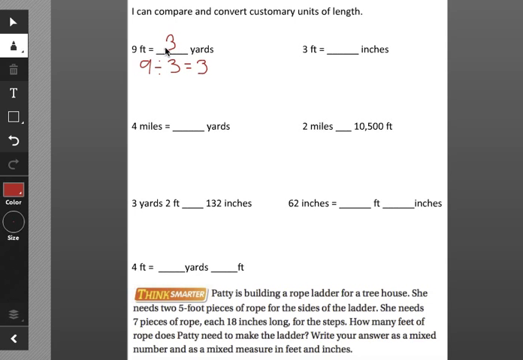So let me show you that again. 3 feet, and I want to know how many inches. So if I were to look at my conversion chart, I know that 1 foot equals 12 inches. So I need to find out how many inches are in 3 feet. I know that 1 foot has 12, so then I need to multiply 3 times 12 because I have 3 feet. So 3 times 12 is going to be 36. So that means that there are 36 inches in 3 feet.